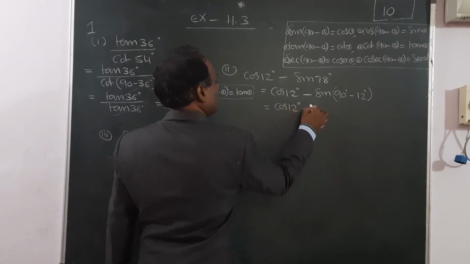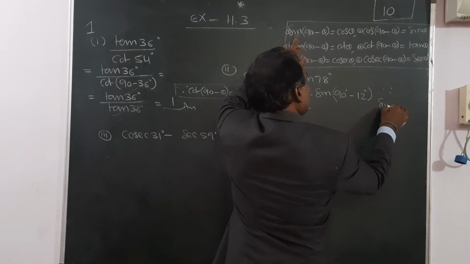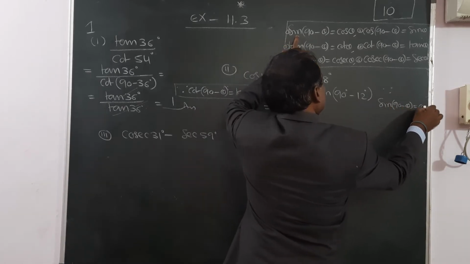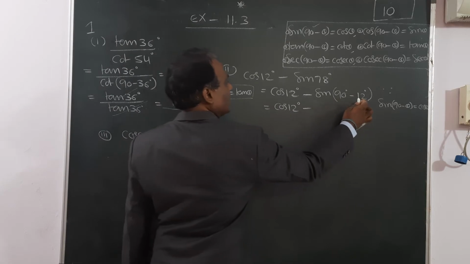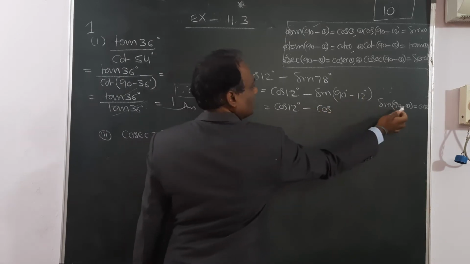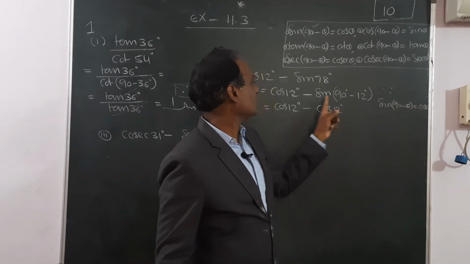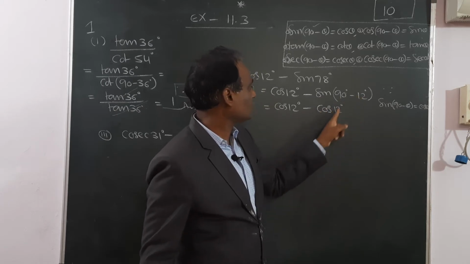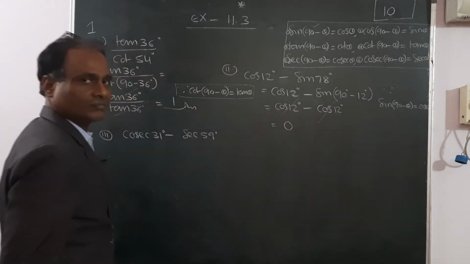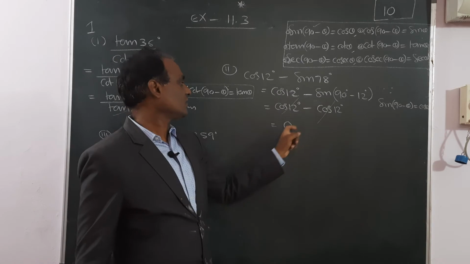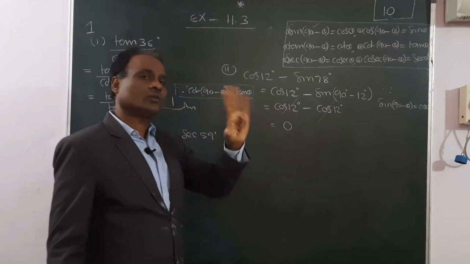Cos 12 degrees minus sin 90 minus 12. See the formula, the first formula: sin 90 minus theta is cos theta. What is theta here? 12 degrees. Sin 90 minus theta is cos theta, so it is cos 12. Cos 12 minus cos 12 cancel, answer is 0. Cos minus cos. Cos 12 minus cos 12 is 0.